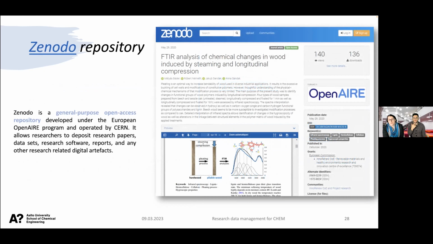So this is what the Zenodo repository looks like. It's really a general purpose repository. It's open access. It has been created and is operated by CERN. And you can really use it for any kind of data, such as videos, big data sets, research software or papers. So if you feel like having a look, you can go on Zenodo and see what it can do for you.